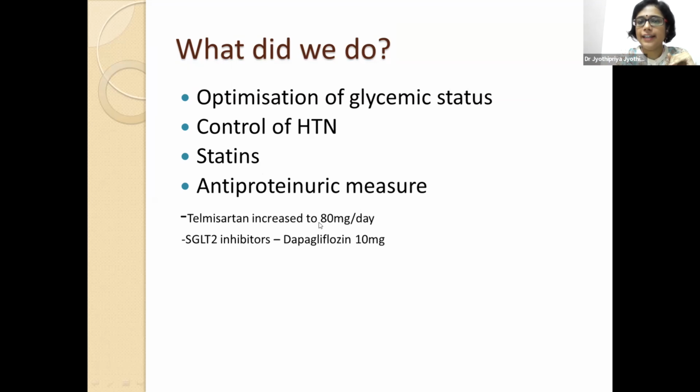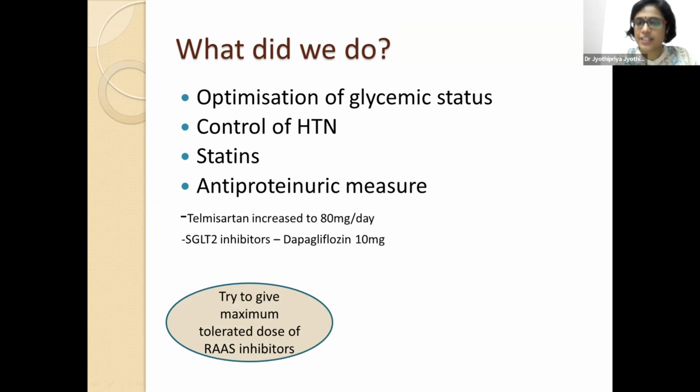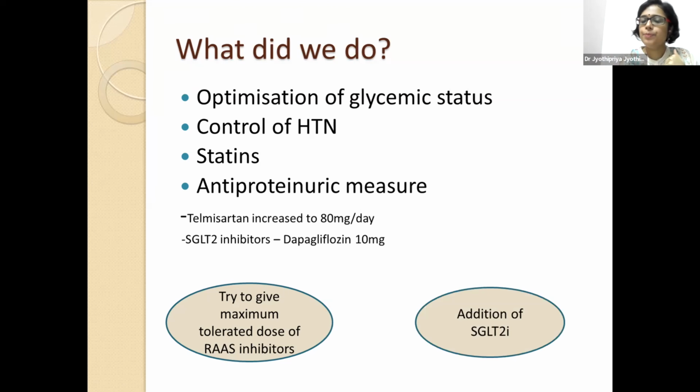Regarding antiproteinuric measures, we increased the dose of telmisartan, and always try to give the maximum tolerated dose of RAS inhibitors. What we generally do is start the patient on RAS inhibitors, but we have a tendency to halt at the initial dose itself. We can titrate it up to the maximum dose the patient can tolerate. The next step we did was to add an SGLT2 inhibitor.